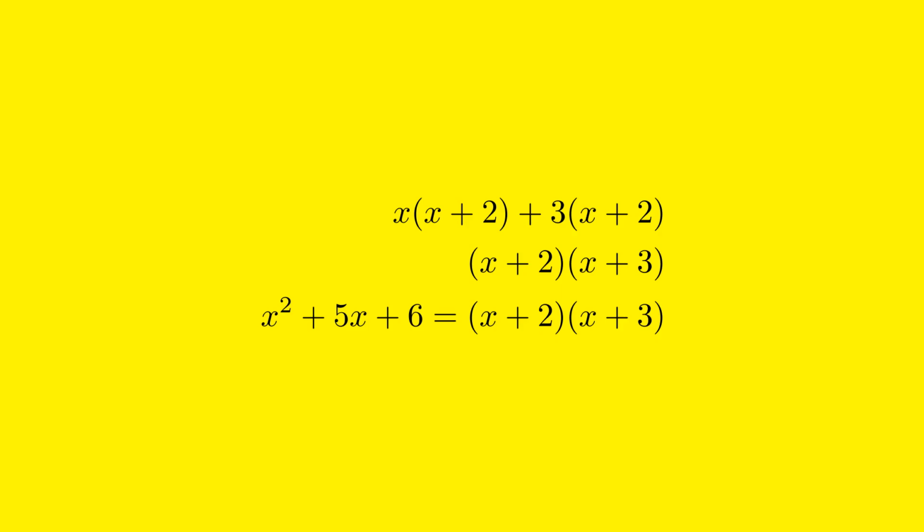This step effectively simplifies the original quadratic expression into two linear factors. Thus, the factorized form of the given quadratic equation is x plus 2 times x plus 3. This marks the final step, and the factorization is complete. The quadratic equation x squared plus 5x plus 6 is now fully factorized as x plus 2 times x plus 3.